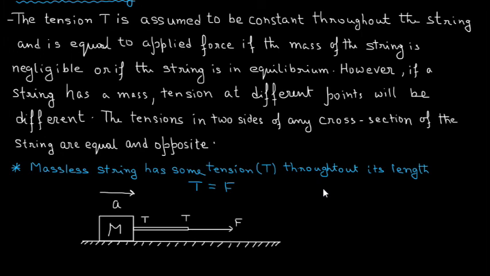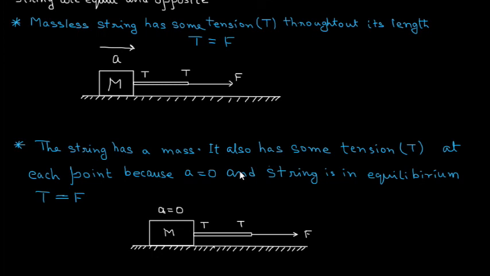Therefore, a massless string has some tension T throughout its length such that T is equal to F, as given in the below figure. If the string has a mass, it also has some tension T at each point because a is equal to 0 and the string is in equilibrium. In this case also, T is equal to F, as shown in the below figure.